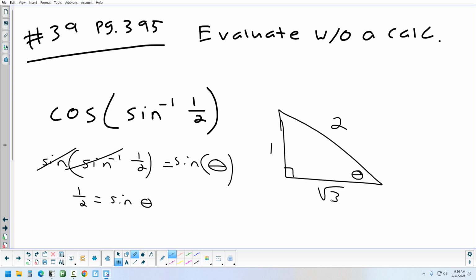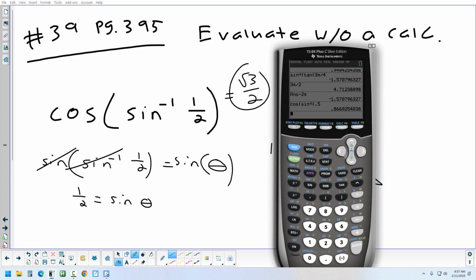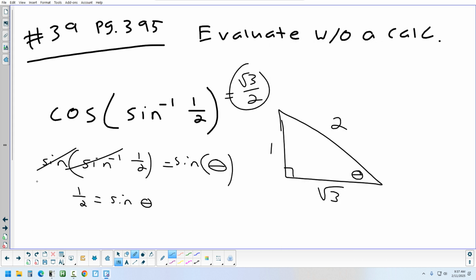Okay. Now we want the cosine. Cosine is adjacent over hypotenuse. Adjacent is square root of 3. Hypotenuse is 2. And I knew that it was root 3 over 2 by looking at that 0.866 number. But I might not always be lucky enough to recognize the decimal I see as a special fraction with a square root. Okay? And if you do it this way, you don't have to.